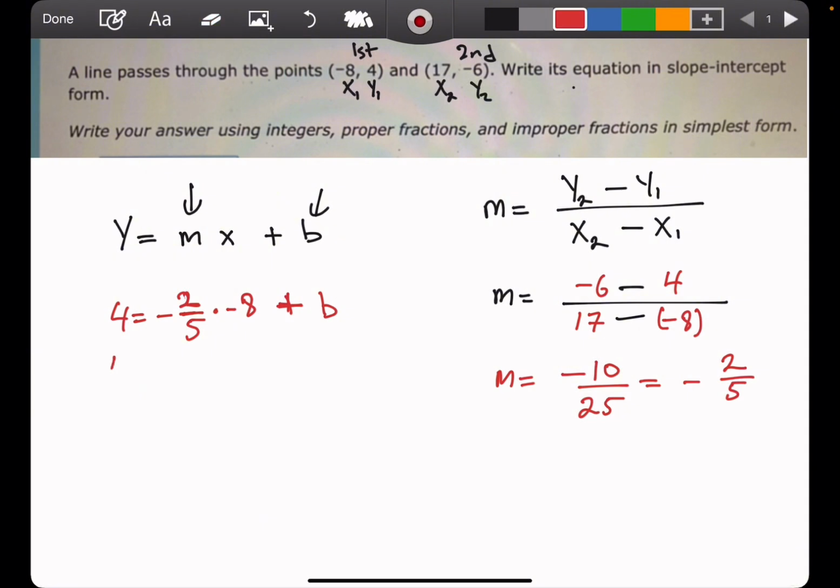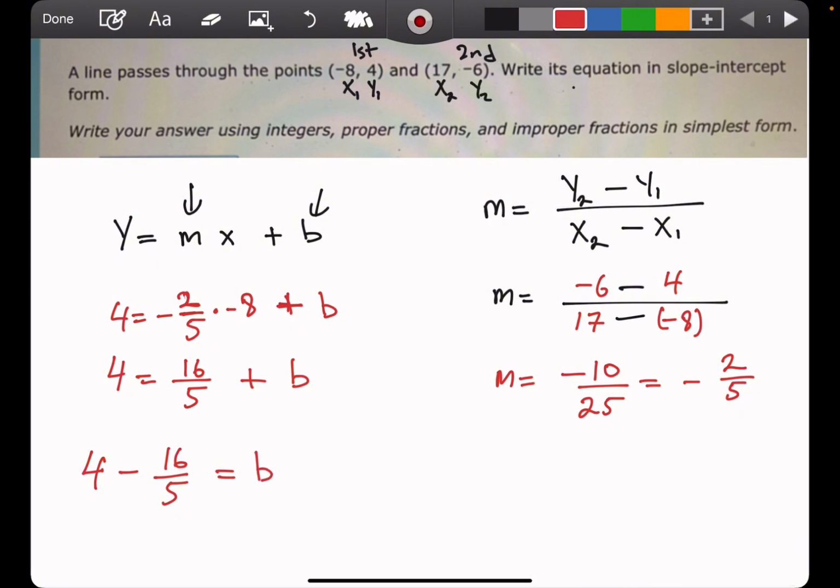So this is going to be 4 equals positive, what is 2 times 8? 16. Positive 16 over 5 plus b. Now, what can we do to get b by itself? Move across, change the sign. So now this becomes 4 minus 16 over 5 equals your b.